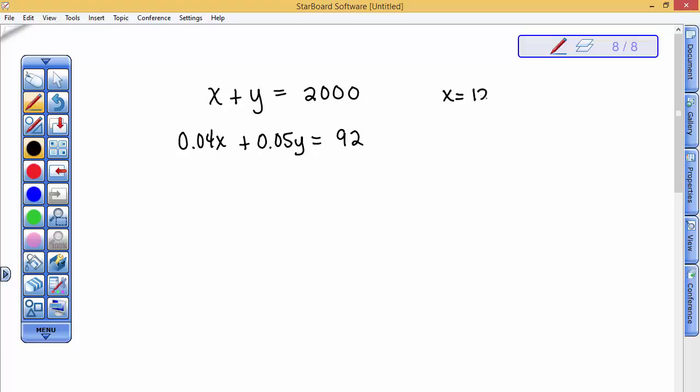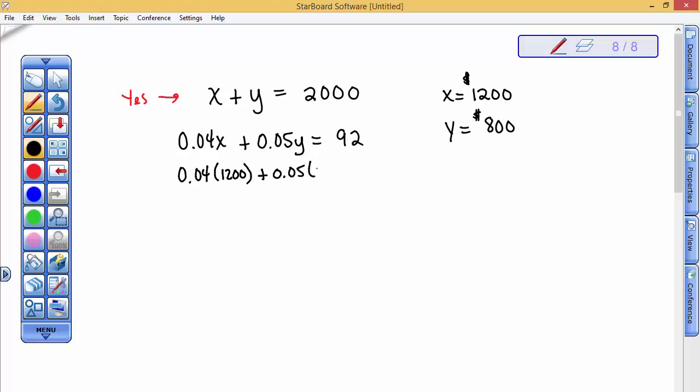Does this check in the system? Well, it's pretty easy in this one to see that 1,200 plus 800 is 2,000. So I can say yes, it checks in this one without writing anything down. In this one, I got to get my calculator out and take 0.04 times 1,200 and then take 0.05 times 800 and see if that equals $92 worth of interest.